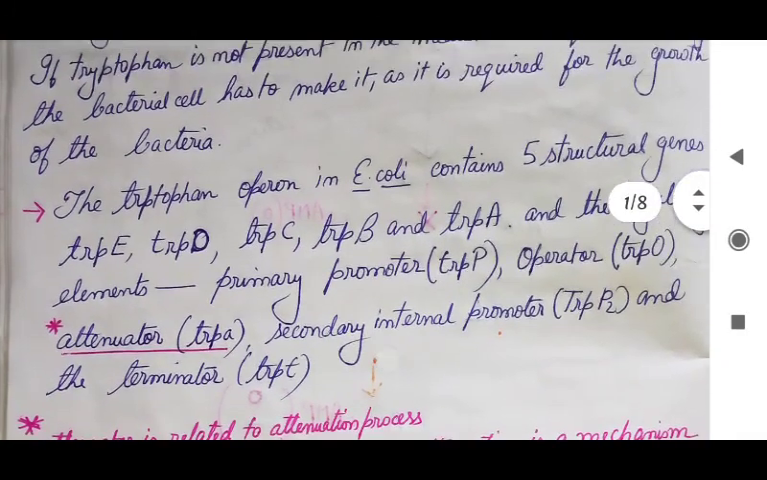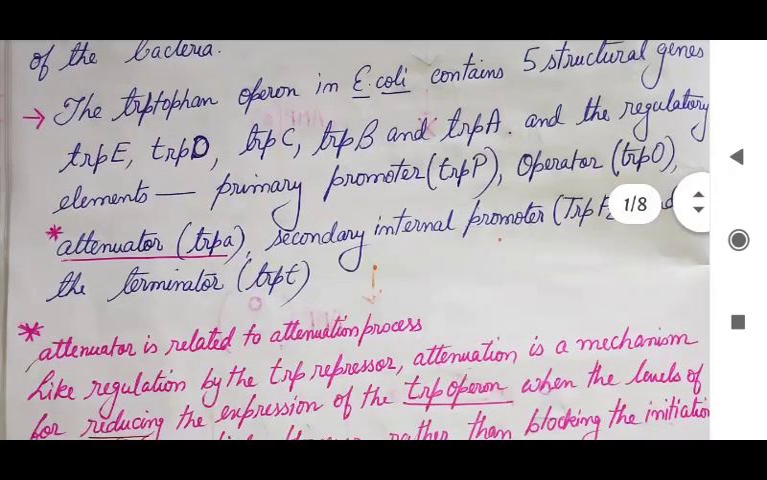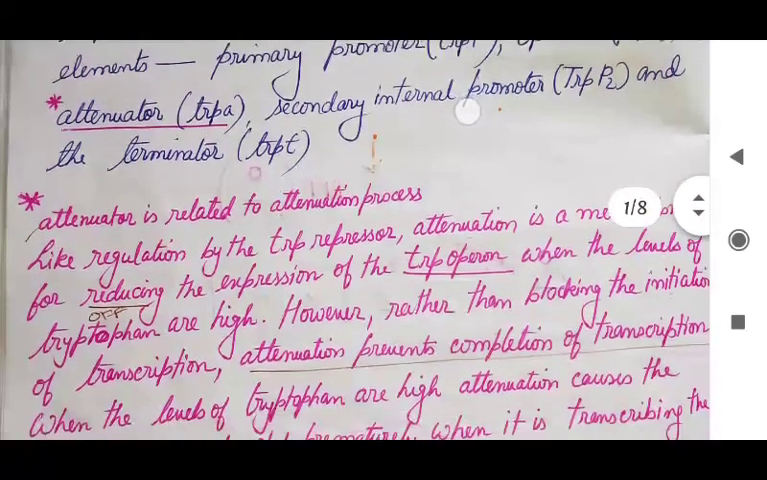This TRPP2, as we have seen in TRPD, is a secondary internal promoter found in the tryptophan operon. It is another promoter, the internal promoter. But the main specific thing about the TRP operon is your attenuator, which is known as TRPA. What is the attenuator actually?